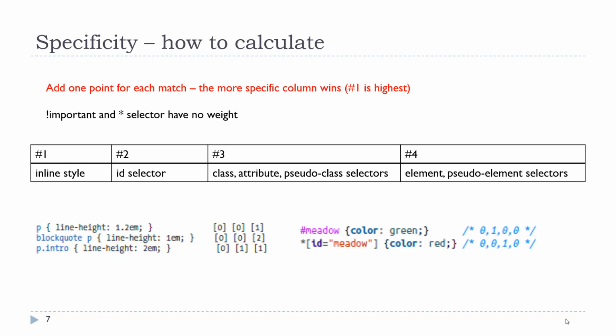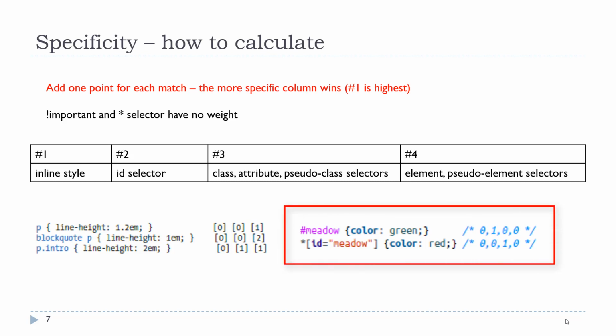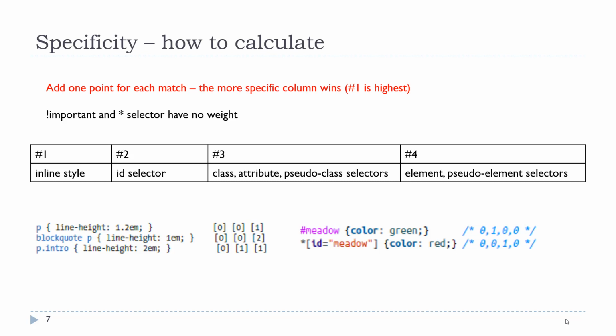Let's take a look at the other code example here. We have #meadow, which is an ID selector, and now we have an attribute selector, asterisk, bracket, id equals meadow. They're almost identical. However, technically they are different. Let's take a look at our column rating. Now we have all 4 columns sitting here. #meadow is an ID selector, therefore a 1 goes into the second column. Asterisk, bracket, id equals meadow is an attribute selector, therefore a 1 goes into the third column. Therefore, #meadow will take precedence because that is the more specific selector. And this is a very interesting and easy way to figure out when it comes to having long, complex selectors.